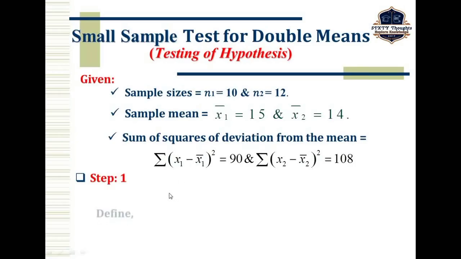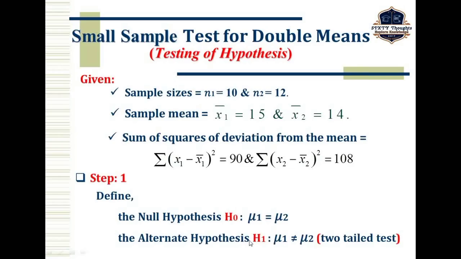So what is step number 1? We define the null hypothesis, denoted by H naught: mu1 equal to mu2. Here we don't know the normal population values, therefore we consider the general notation mu1 equal to mu2. And the alternate hypothesis, H1: mu1 not equal to mu2. Our problem belongs to a two-tailed test. We should know how to identify whether a problem belongs to a two-tailed test or a one-tailed test. If you don't know how to identify, please refer to my previous video lectures on one-tailed and two-tailed tests.